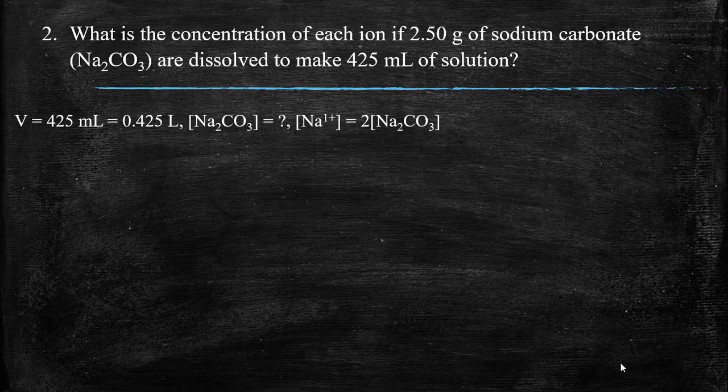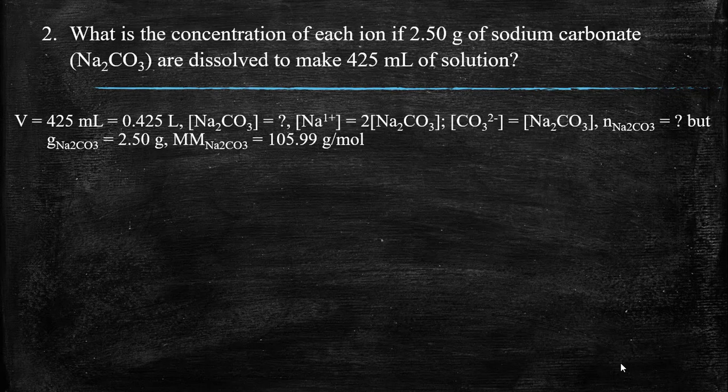We do know that the concentration of the sodium will be twice the concentration of the sodium carbonate because there are 2 sodiums for every 1 sodium carbonate. The carbonate ion will be equal to the concentration of the sodium carbonate because there's 1 carbonate ion for every sodium carbonate. We don't know the number of moles of sodium carbonate, but we are given the grams, 2.50. The molar mass of sodium carbonate is 105.99 grams per mole. So we can set it up and we get 0.0189 moles of sodium carbonate.